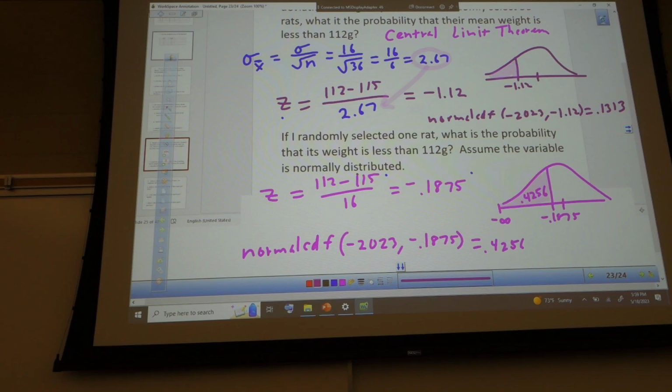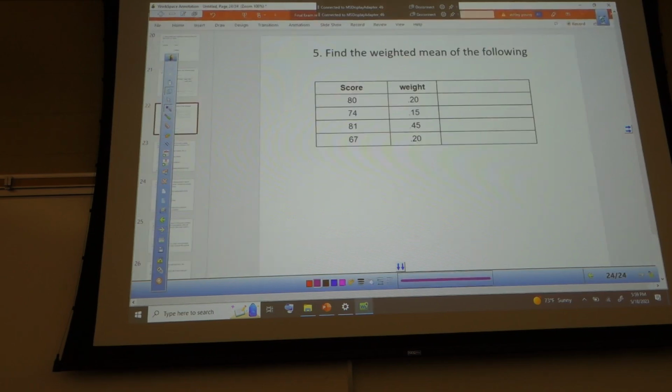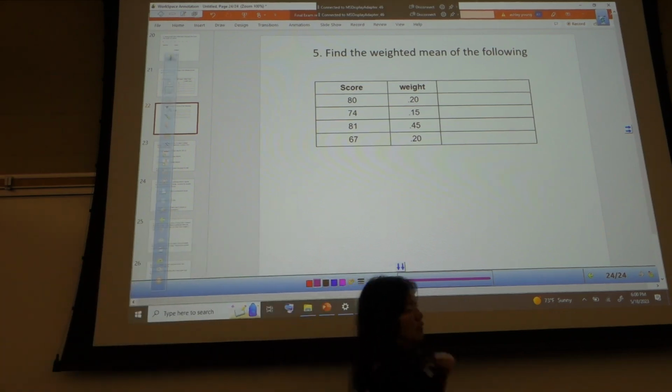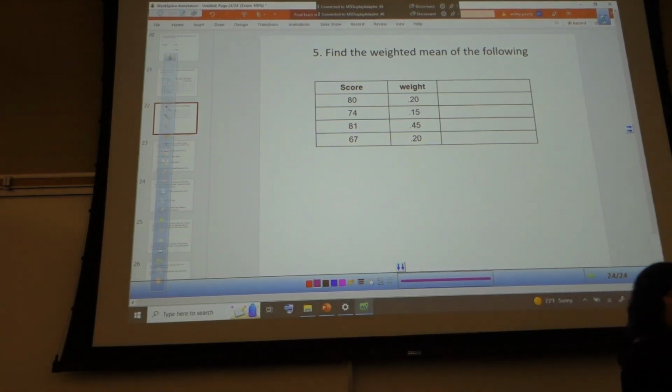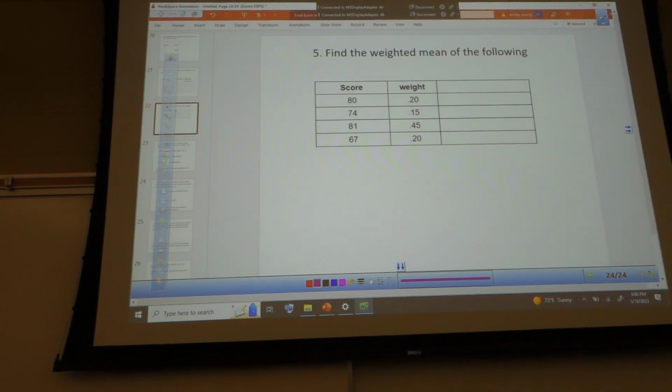Okay, great. So now we're going to jump back a little bit to problem number 5. We need to do this one. Find a weighted mean of the following. This is similar to scores in a class, right? You have scores, and each score has a weight. So you have to multiply across, add them up, and then divide by the sum of the weights.